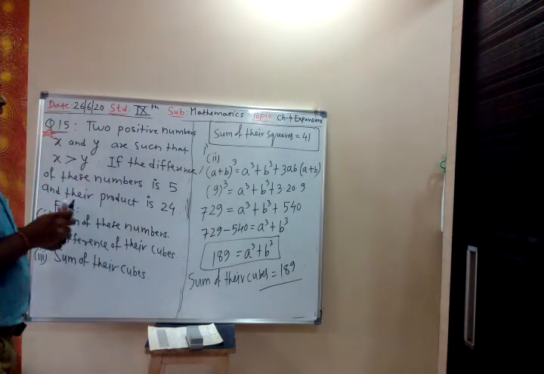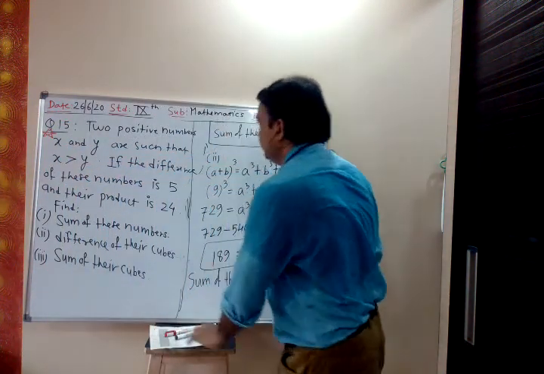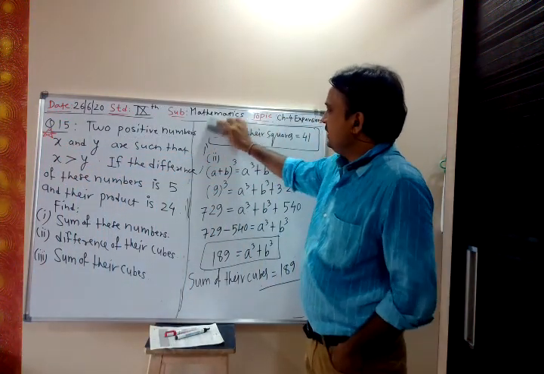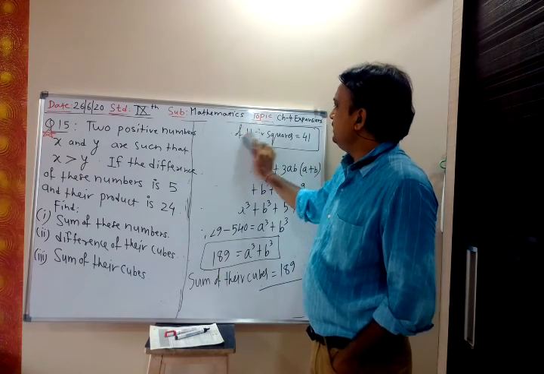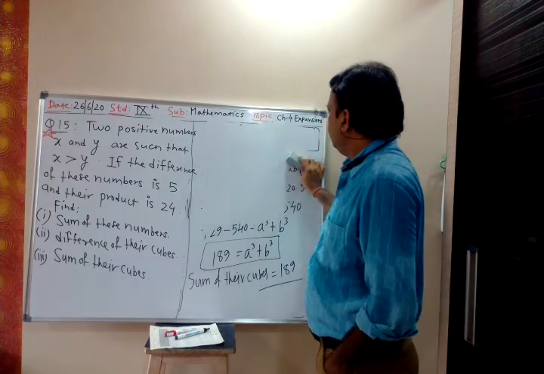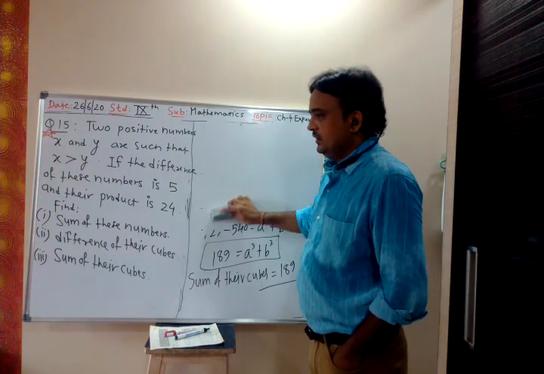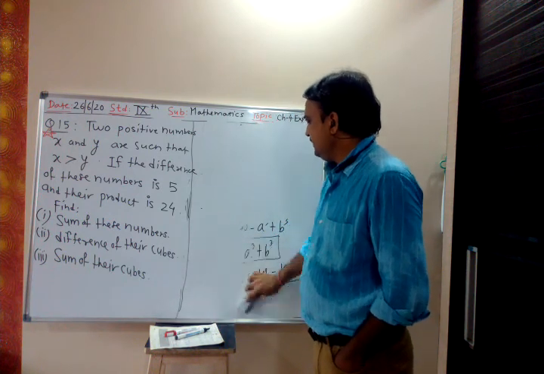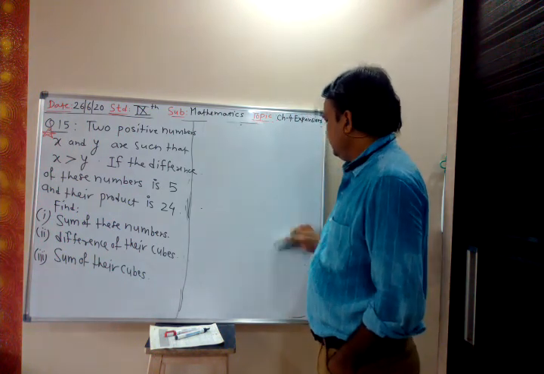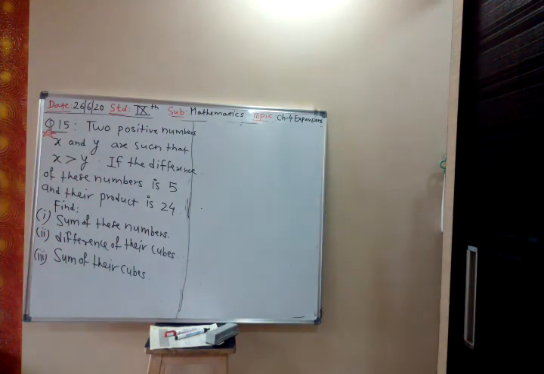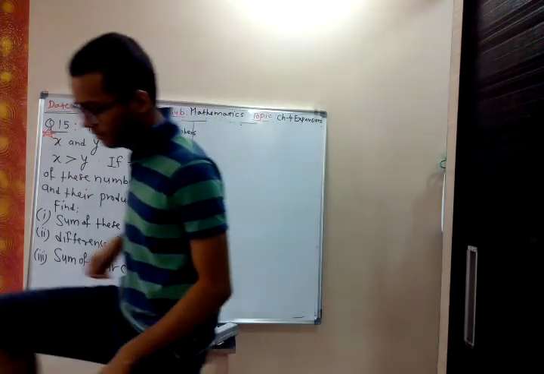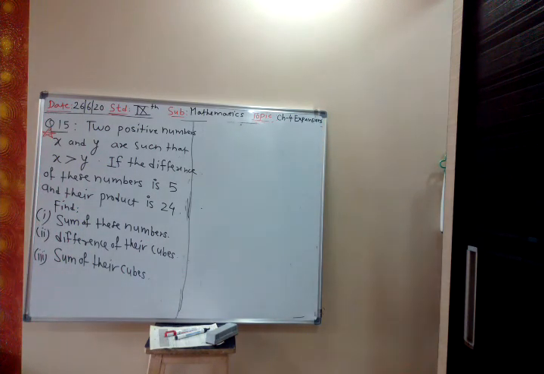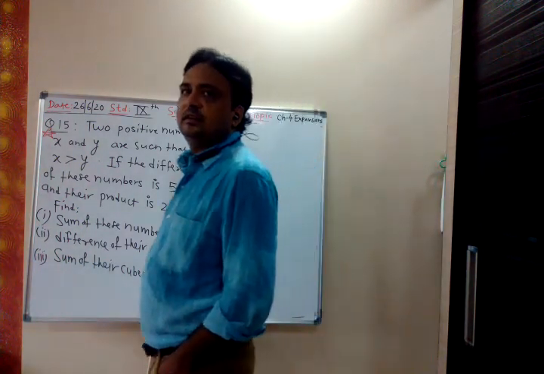x and y are positive numbers such that x is greater than y. x is bigger than y, it is given. The difference of their numbers means x minus y. The difference of the numbers is 5. The voice is not reaching, dear.